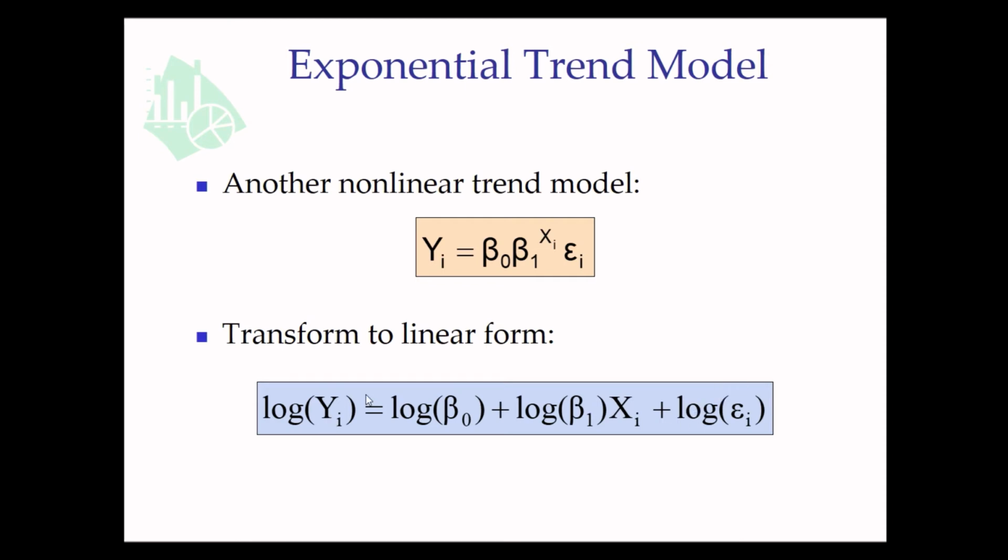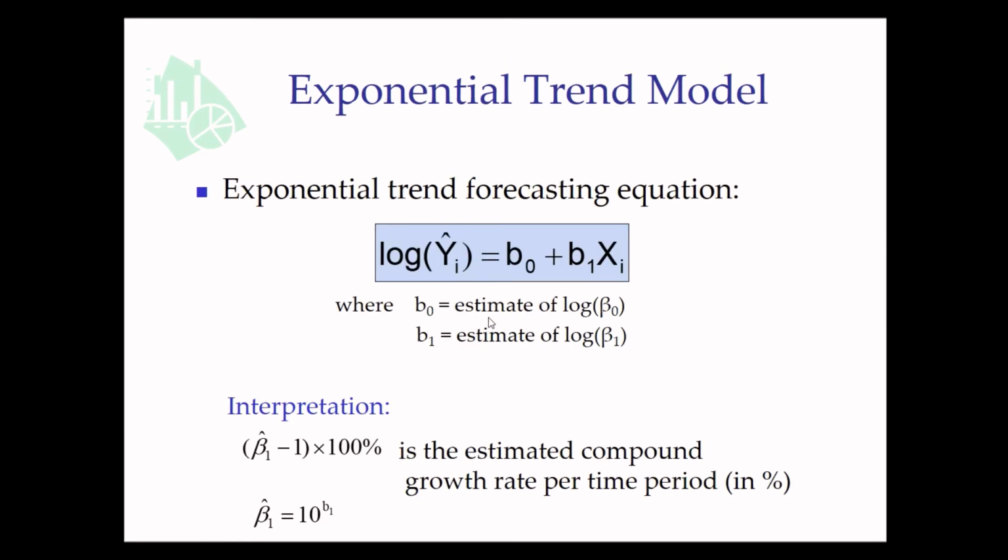So here you can see we can run a linear regression with dependent variable log y_i and independent variable x_i. Suppose we obtain an equation log y_i hat equals b0 plus b1 x_i. So here b0 is the estimate of logarithm of beta 0 and b1 is the estimate of log beta 1.